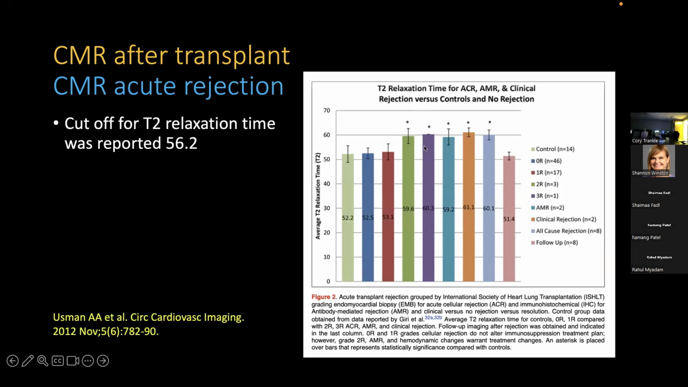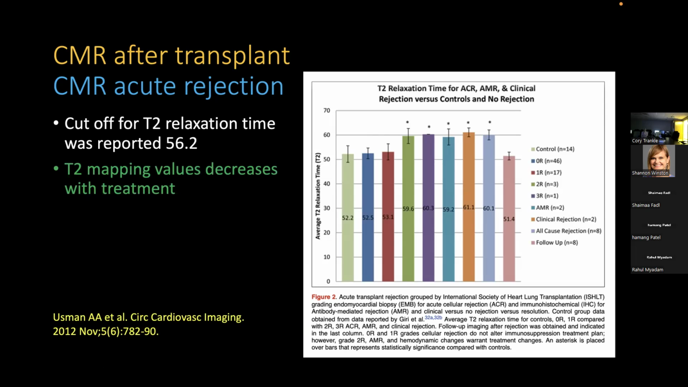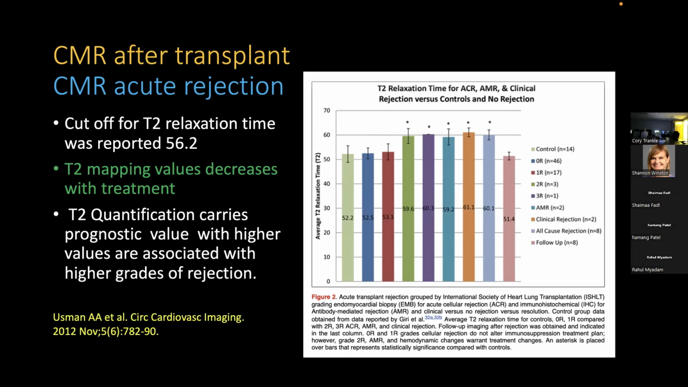And they found that when there is a rejection, these values are elevated. It's above that cutoff of 56.2. And they found also that T2 map values decrease with treatment. So they suggested that T2 quantification carries prognostic value regarding the rejection and higher grade of rejection. The higher the T2 values, the higher the grade of rejection.